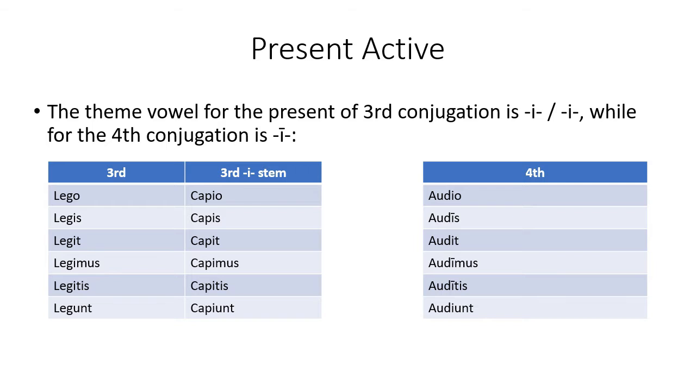We can now conjugate the present active. The theme vowel for the present of third conjugation is a short e for third conjugation verbs and a short i for third i-stem conjugation verbs, while for the fourth conjugation it is a long i. As verbs, I chose legere, capere, and audire, as in the previous examples, and I'm going to read all of them.